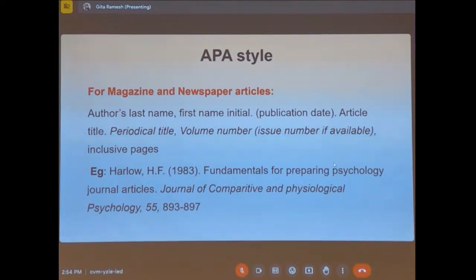For magazines and newspaper articles, the APA style is the author's last name, first name initial, publication date, article title, periodical title, volume number, issue number, and the inclusive pages which you have used in your study. Then you will write in APA style. For magazines, you will follow this format.